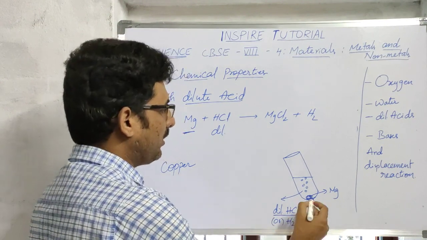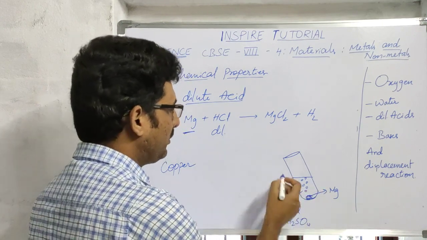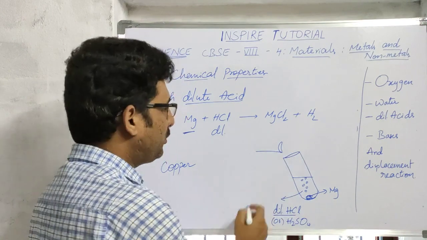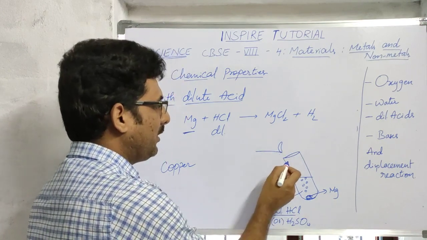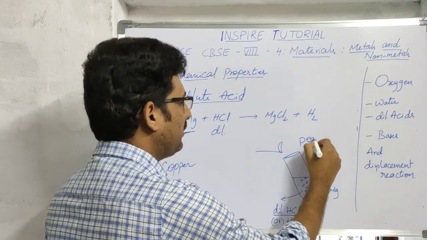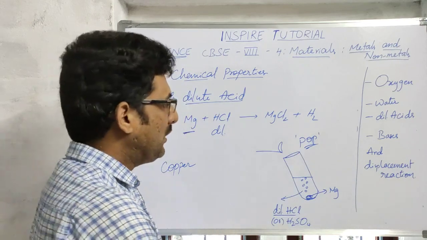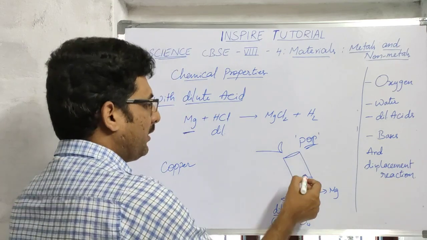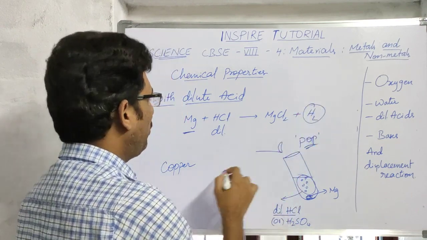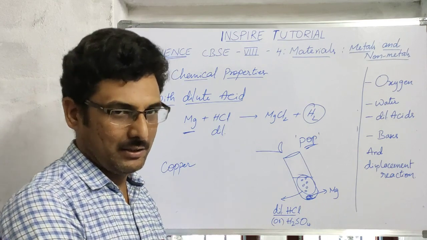Then you will see a colorless gas released. So what is this colorless gas here? Again we'll test with the burning matchstick. When you put the burning matchstick near the open mouth of the test tube, you can hear a pop sound, which confirms again that the gas released is hydrogen. So when a metal reacts with a dilute acid, it gives hydrogen gas.